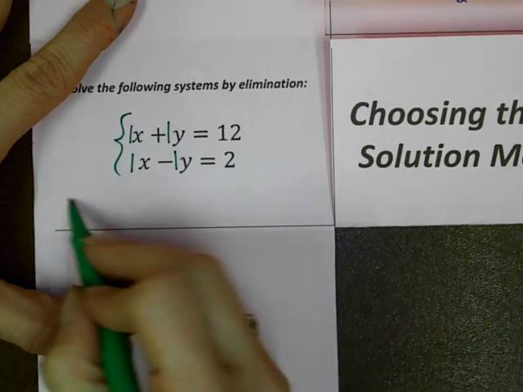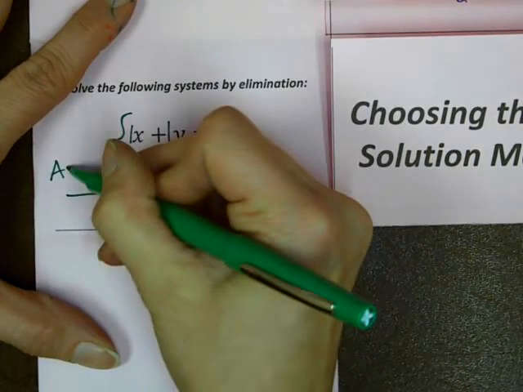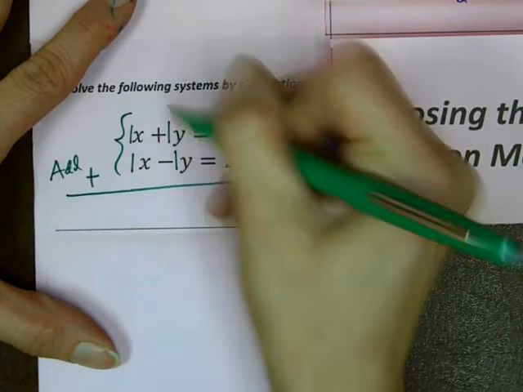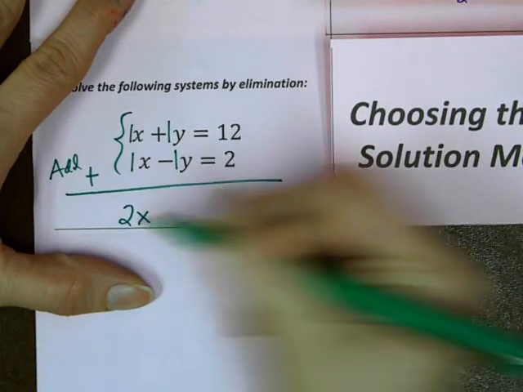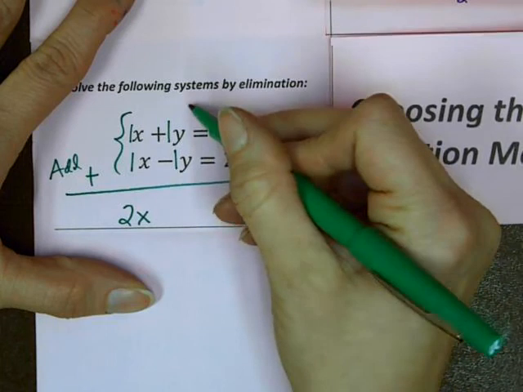Okay, we can start our elimination. And what we do is we add the two equations together. 1x plus 1x is 2x. The y's are going to eliminate.